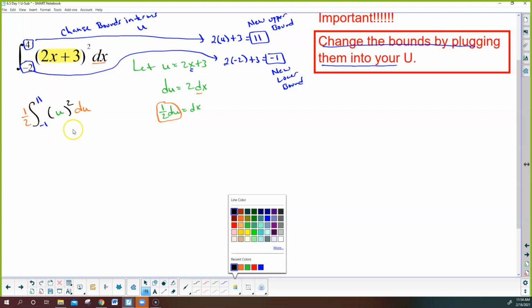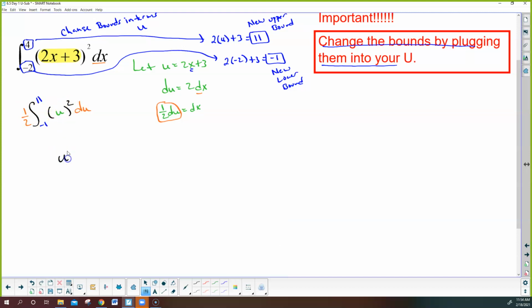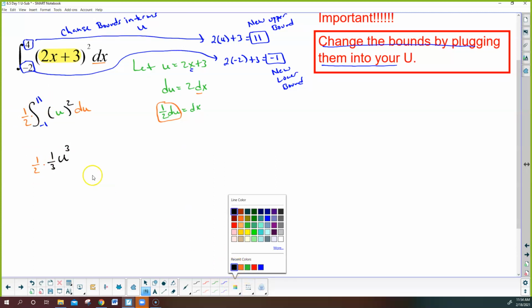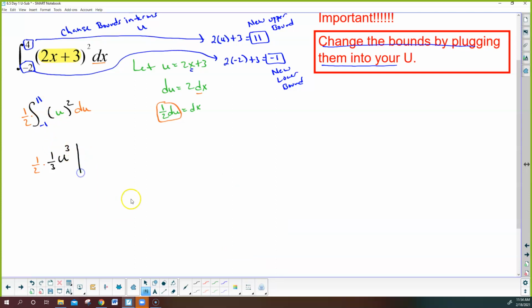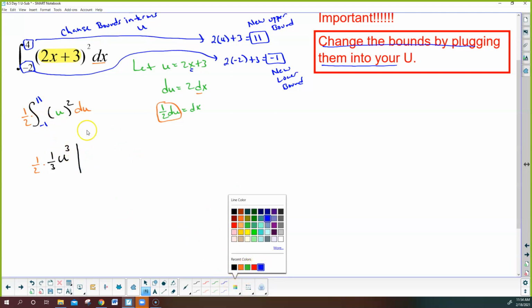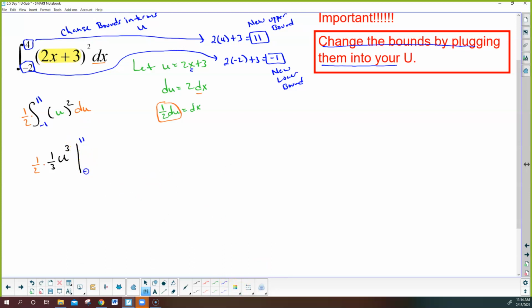Okay, so now we have to evaluate this integral. Well, whose derivative gives me u squared? I'm going to add 1 up top, so that'll give me a 3. And if I put a 3 up top, I have to put a 1/3 there. Don't forget about your 1/2. That 1/2 is just multiplying this. And now look at the notation. I didn't do anything with the bounds yet, but I took the antiderivative. So now I have to evaluate from the top bound to the lower bound.